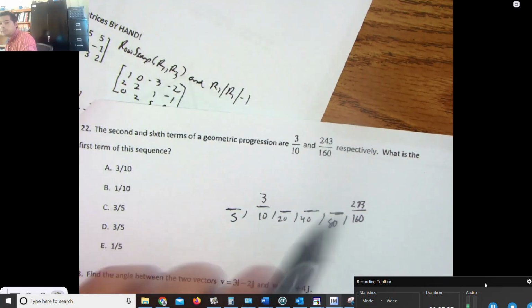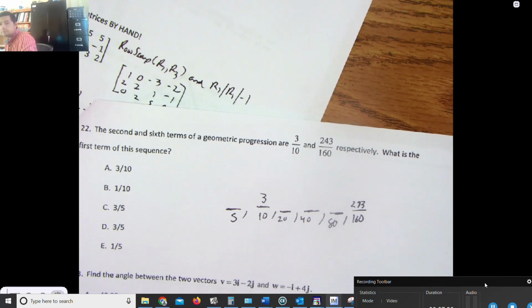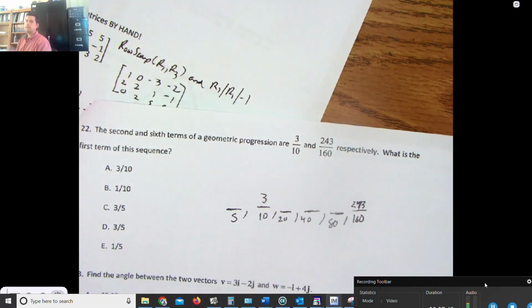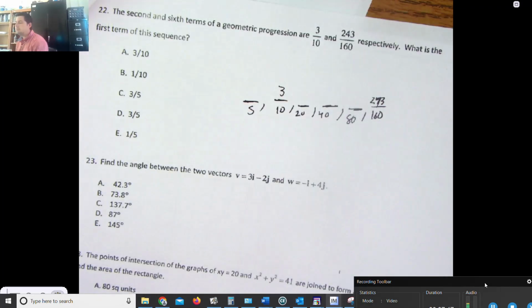You figure out the top piece. Okay? You figure out the top piece. And I don't know why that works, but just writing things out works for me. Find the angle between the two vectors, v, which is 3i minus 2j, and w, which is -i plus 4j.